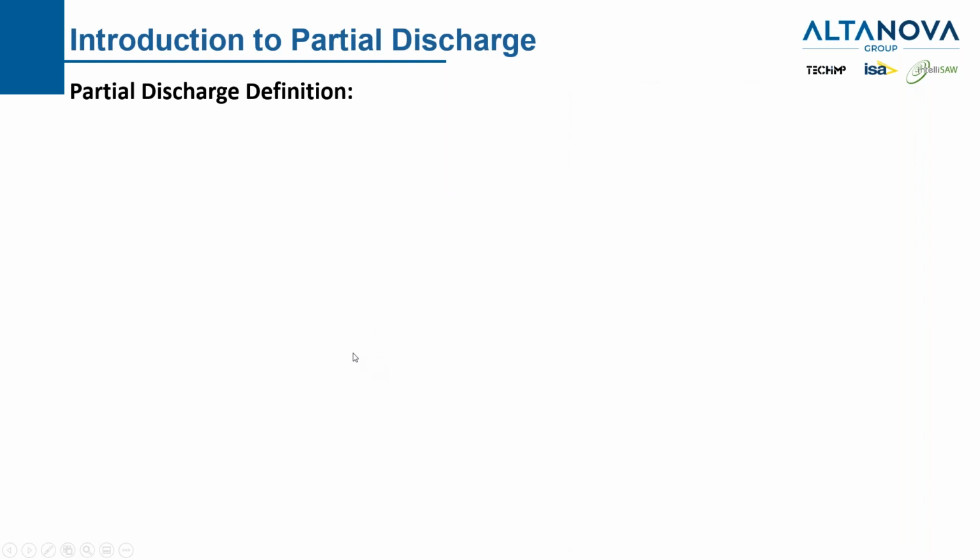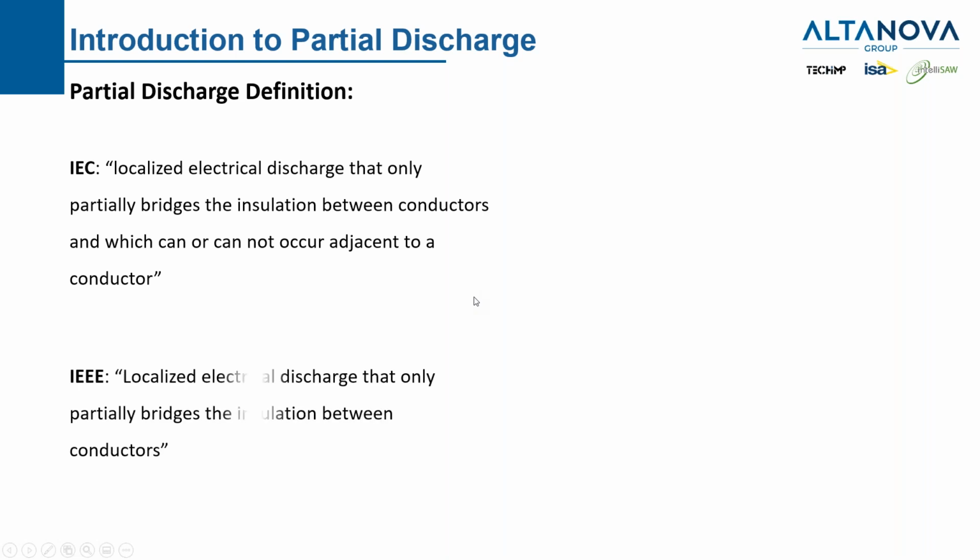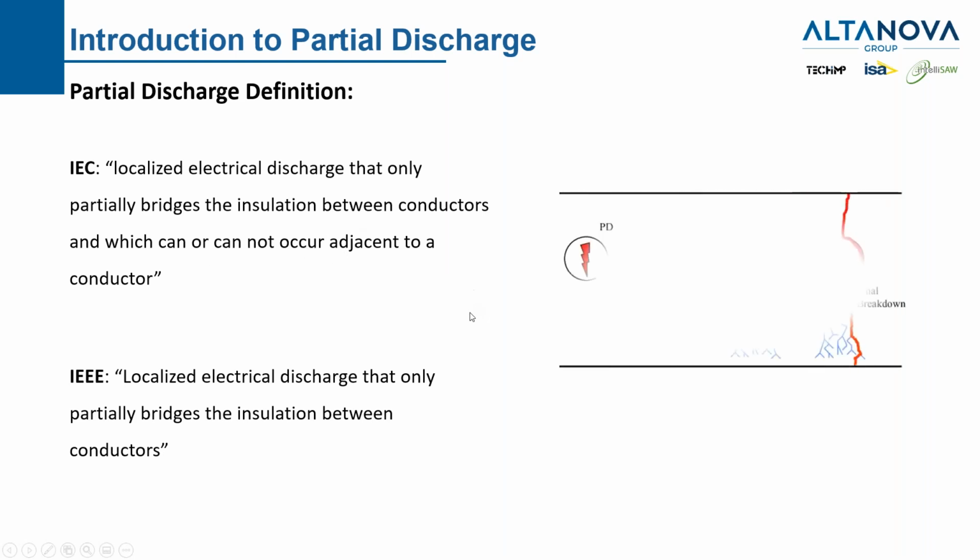Let's start talking about partial discharge. It's always pretty easy to define PD because IEC and IEEE give us a very brief description that can give us a clear idea. A localized electrical discharge that only partially bridges the insulation between conductors and which can or cannot occur adjacent to a conductor. More similar to the IEEE one: a localized electrical discharge that only partially bridges the insulation between conductors. So partial discharge is a localized discharge, localized where there is a defect.